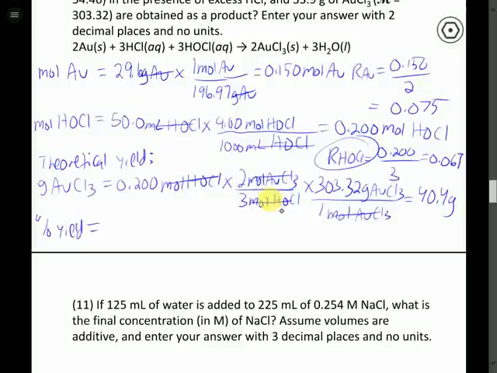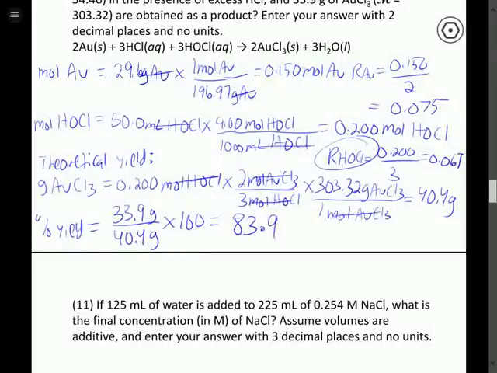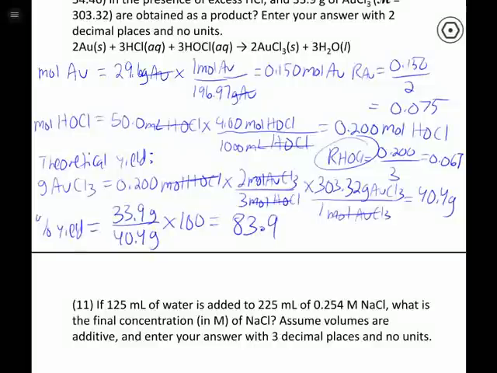So finally, the percent yield then is the actual yield, which is given to us as 33.9 grams, divided by our theoretical yield, which we just determined is 40.4. For a percent, we always multiply by 100, and we get 83.9 something percent. I forgot to write the last decimal out. Let's just pretend it's 0. It might not be.